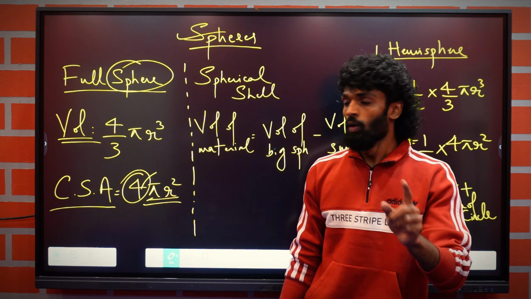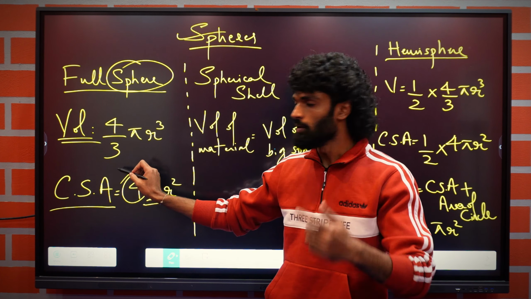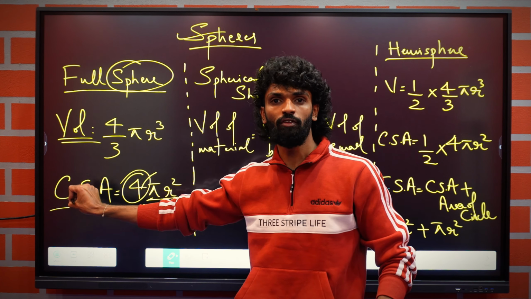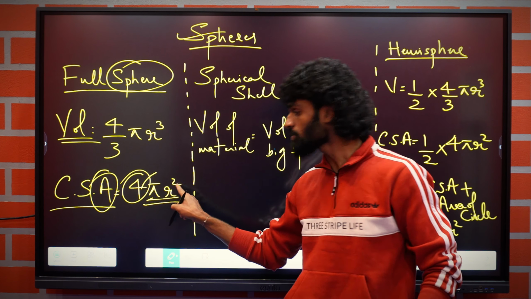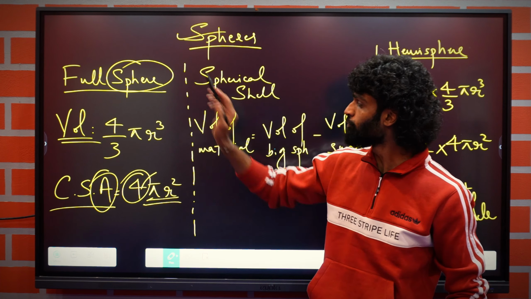Getting it? Now, why isn't the 3 involved? Simple. Because volume was missing on the left hand side. Instead of volume, what was there? Area was there. Therefore, it is r square and not r cube. This is for a full sphere.